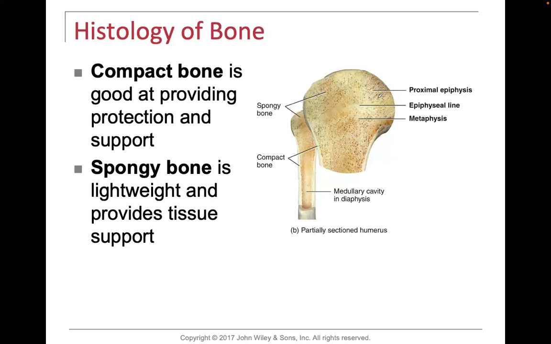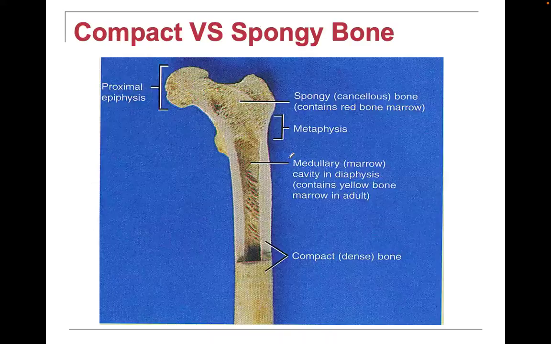So remember, you have compact bone. You have spongy bone here, and we have compact bone here. This is spongy. This is all compact. This is where we have red bone marrow, and then here is yellow bone marrow. Out here is the periosteum. Inside here is the endosteum.